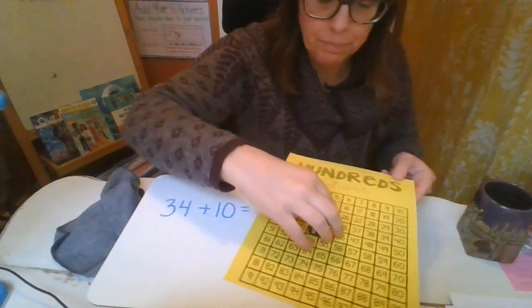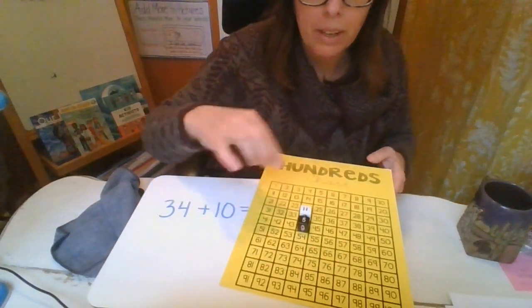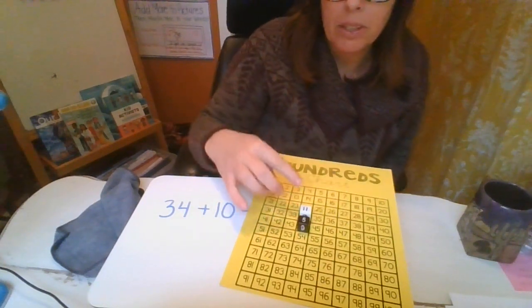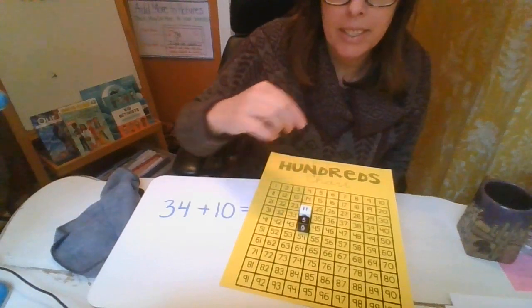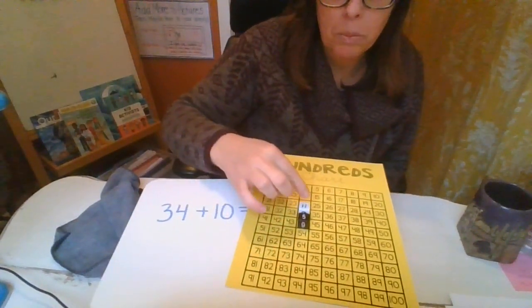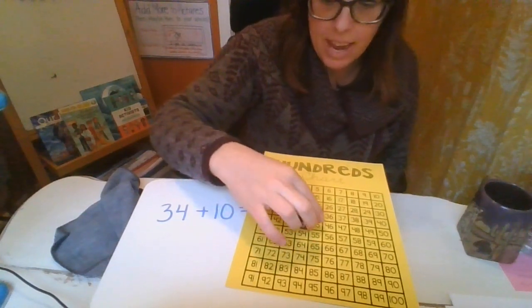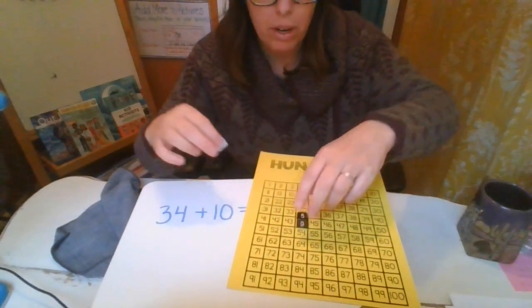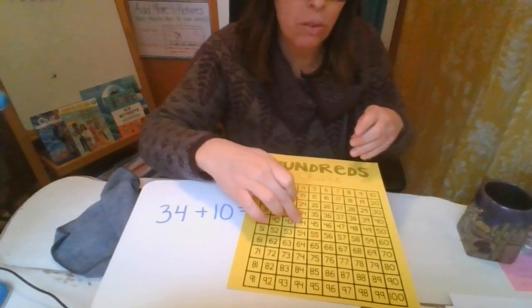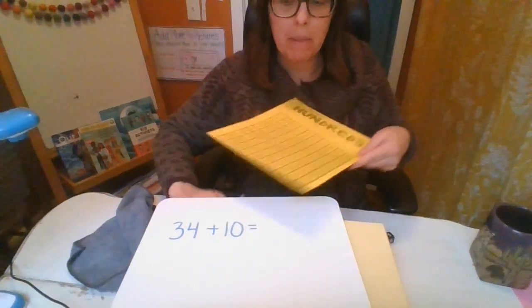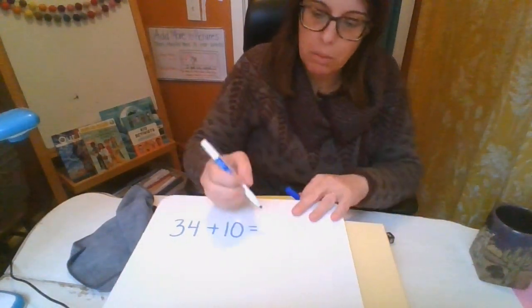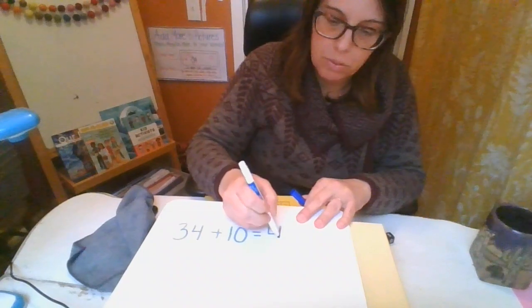land right there. So when we figure this out, making a hop down is 10, right? So every time we hop down one row, that is 10. So 34 plus 10, we hop down one row, that gives us 44. Okay? Does that make sense to you? Do you remember that from last week? So 34 plus 10 is 44.